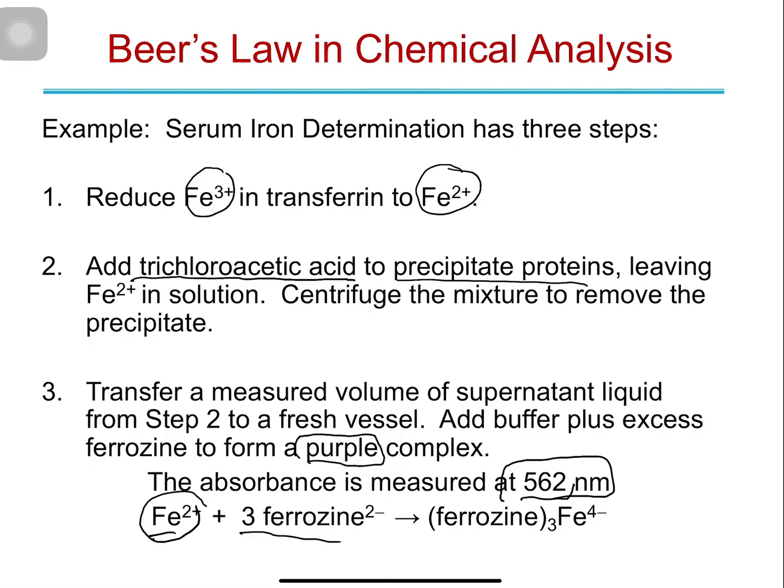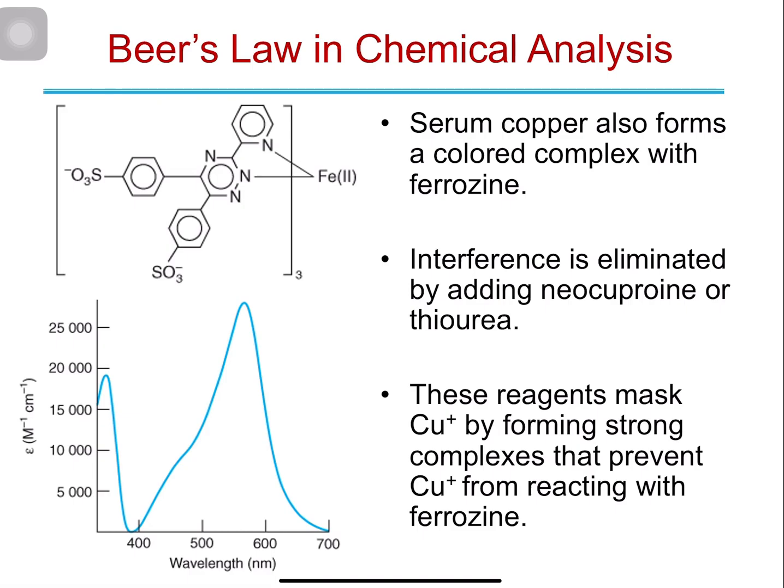We will take a certain volume from the supernatant, and we will react this with the ferrozine in order to make the colored complex. And the absorbance of the colored complex will be measured at the lambda max of that complex, which is 562 nanometer.